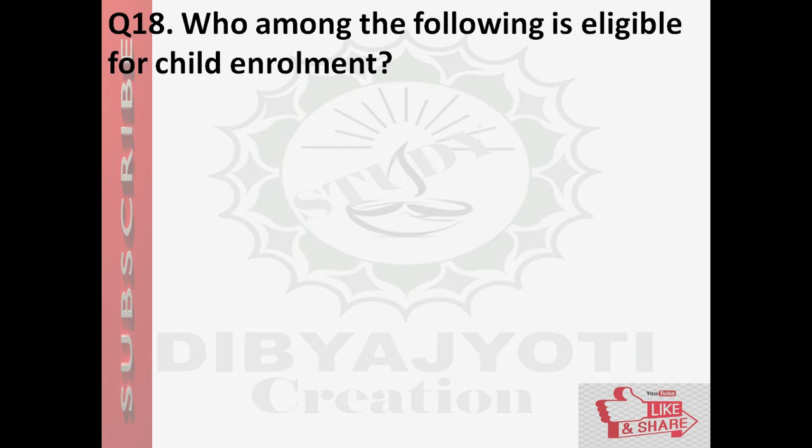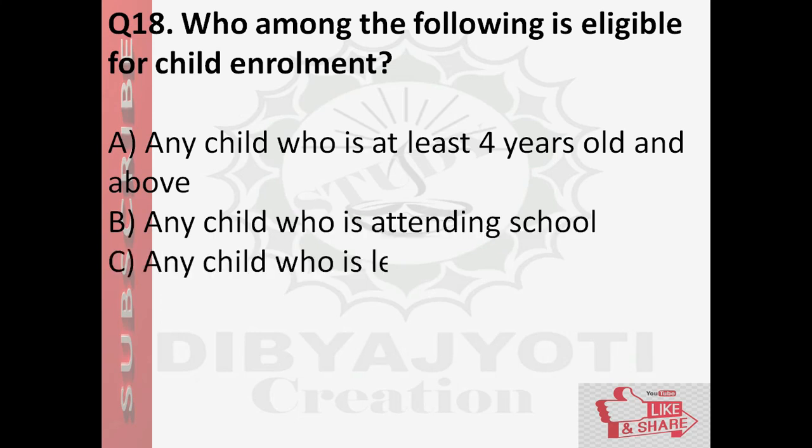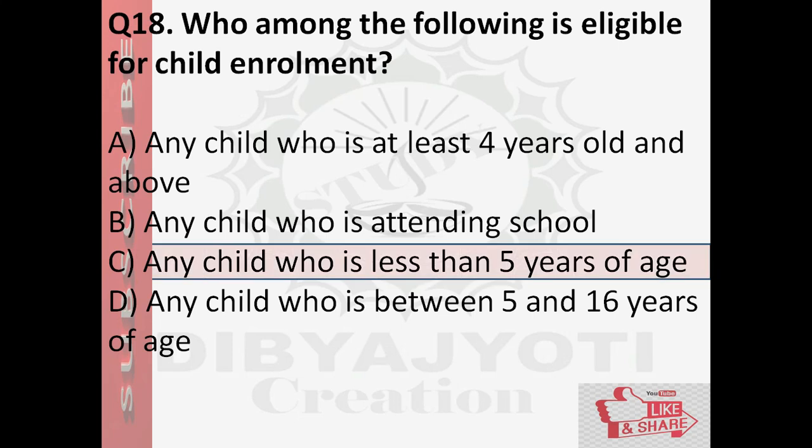Next, who among the following is eligible for child enrollment? Option A, any child who is at least 4 years old and above. Option B, any child who is attending school. Option C, any child who is less than 5 years of age. Option D, any child who is between 5 and 16 years of age. And answer is option C. Any child who is less than 5 years of age.